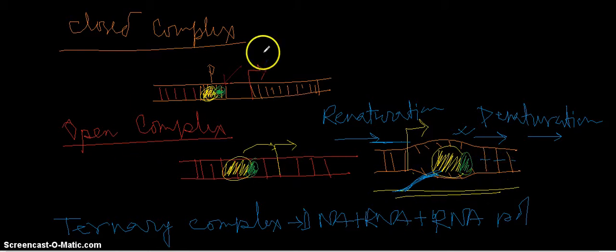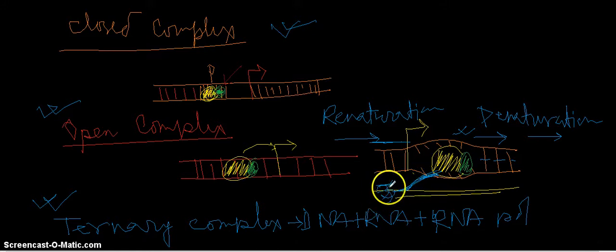So now what we have discussed about this closed complex, this open complex, this ternary complex, and this denaturation and renaturation that occurs as the RNA polymerase moves from 5' to 3' location. And this is the 3' end of this RNA, and sorry, this is the 5' end of the RNA, and this is the 3' end.